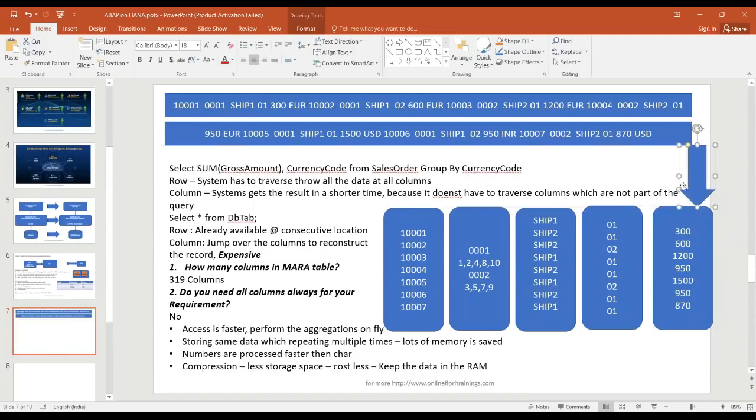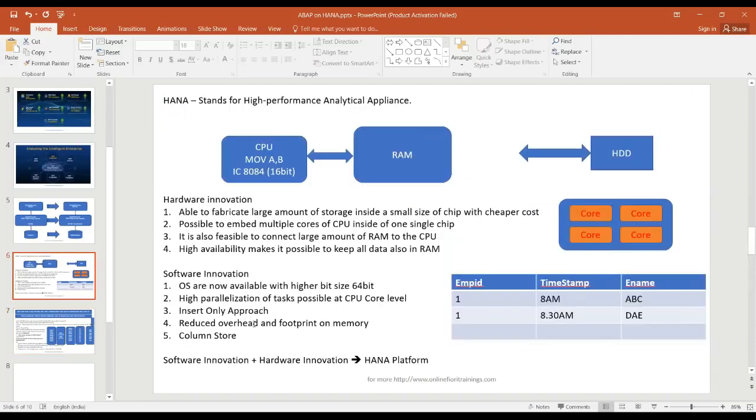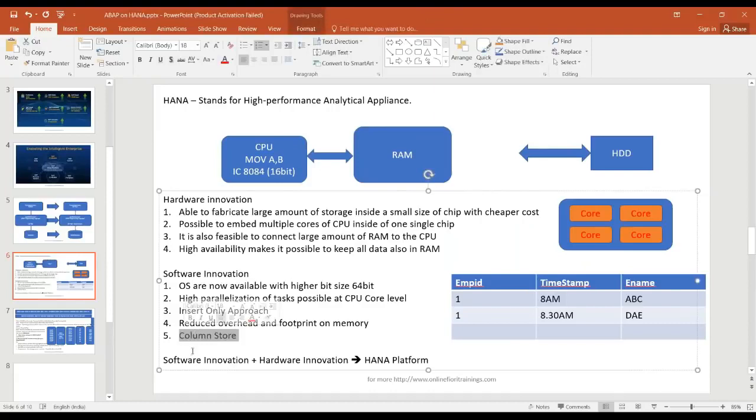When you look at ERP tables, most of the ERP tables have repeating sets of data. They're non-unique values. They're always the same values, repeatedly coming in the database table. That's the advantage of column store. Next time somebody asks you in an interview, what is the advantage of column store, you can draw this exact PPT and explain the advantages to them. What are the benefits? Why is column store the default storage type for database tables in SAP HANA?